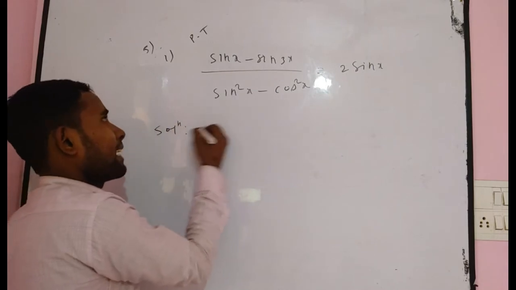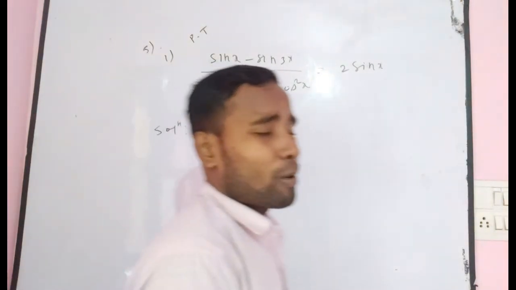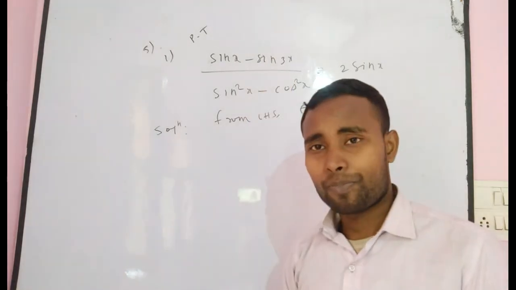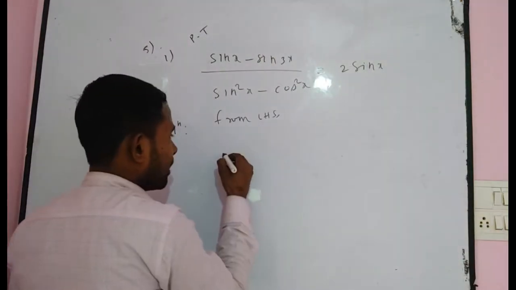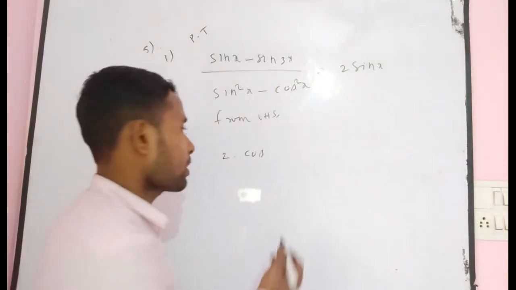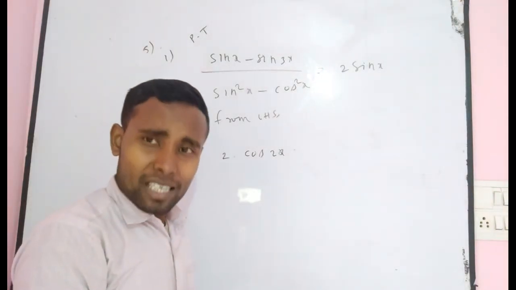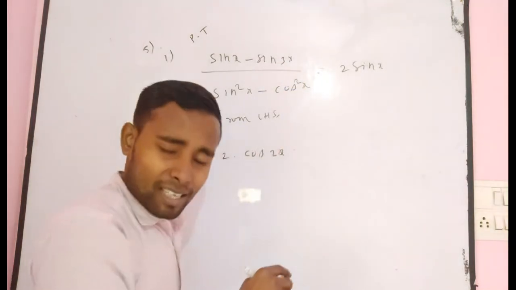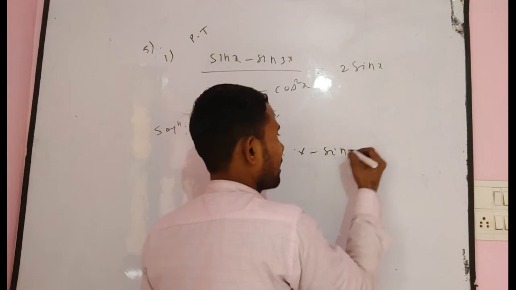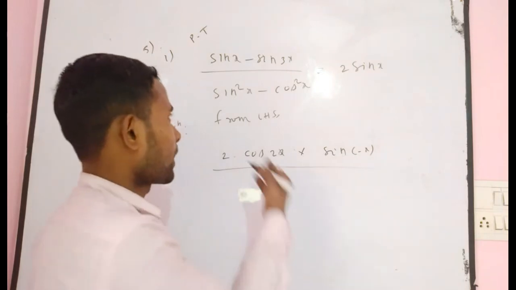Simply you have to proceed again from LHS. What is the formula of sin c minus sin d? You definitely tell me 2 cos (c plus d) by 2, that means x plus 3x, that means 4x by 2, that means 2x, into sin (c minus d) by 2, that means x minus 3x, that means minus 2x divided by 2, minus x. That means definitely you write minus sin x, divided by, I have written directly, you can manipulate it.